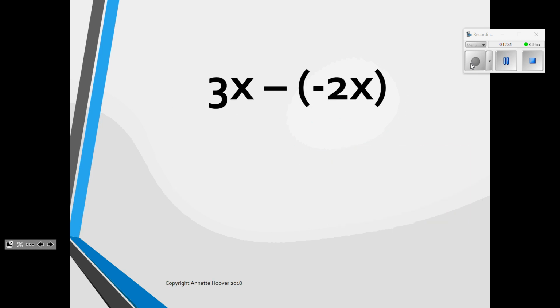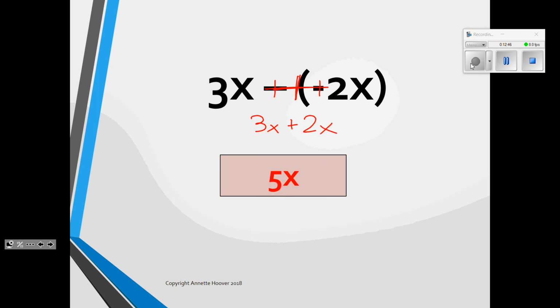3x minus negative 2x. Click, click, add the opposite. This becomes a giant plus sign. And we have 3x plus 2x. They're both like terms, so our final answer is 5x.